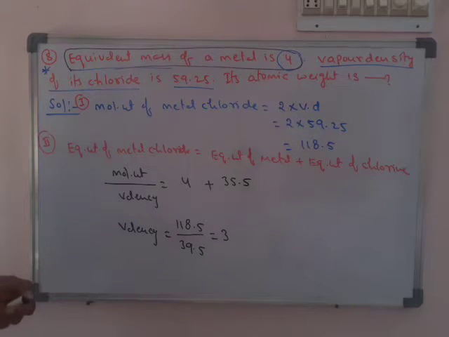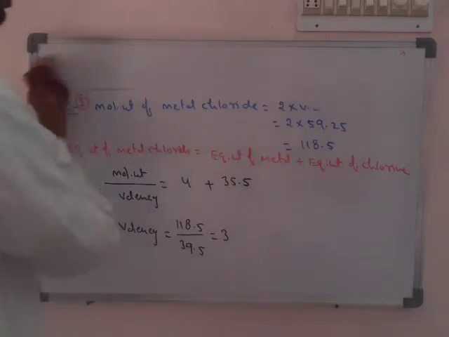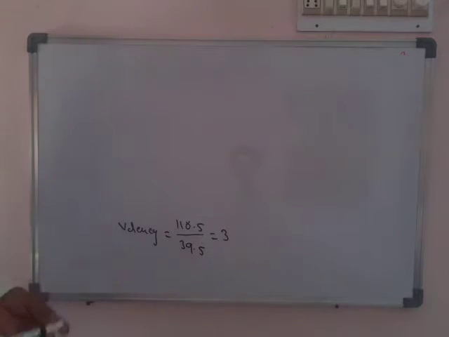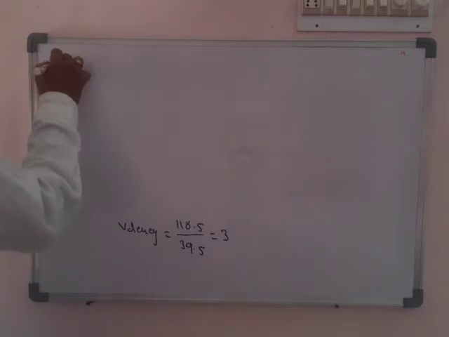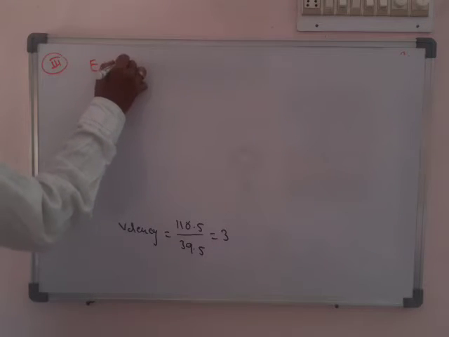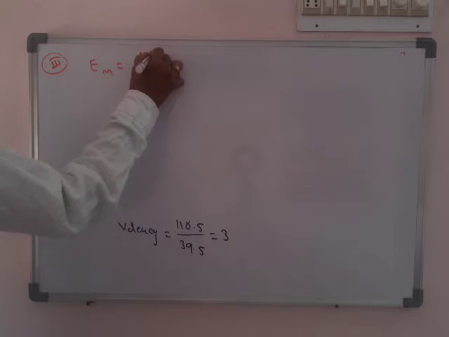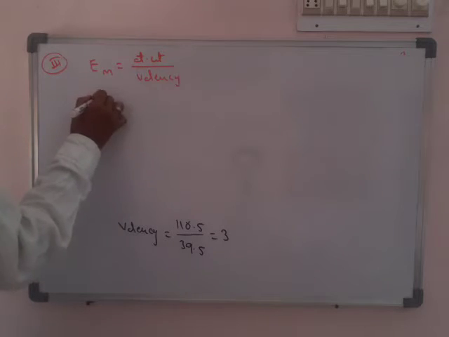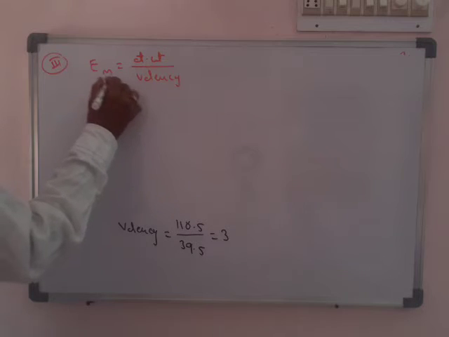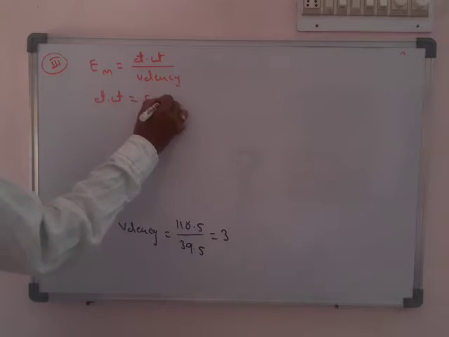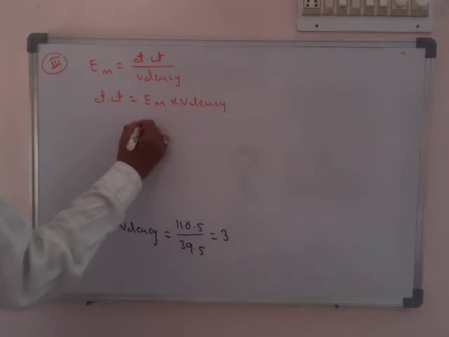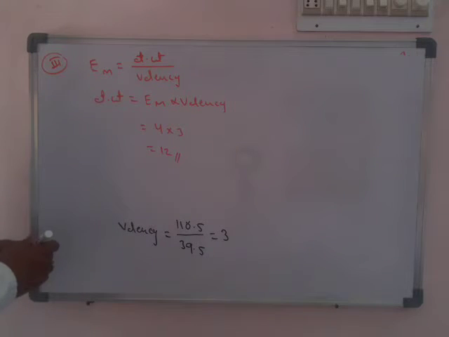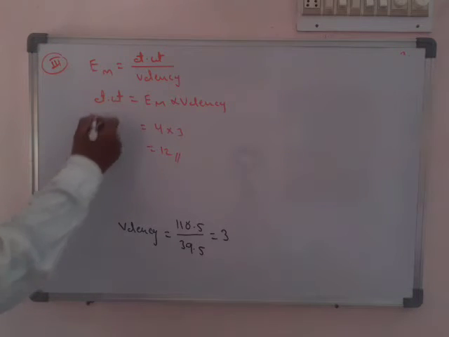After knowing the valency, we can find the atomic weight. You can take it as case three. The equivalent weight of any element, metal or non-metal, is atomic weight by valency. We have to find the atomic weight of the metal, so the atomic weight of the metal equals the equivalent weight of the metal into valency. The equivalent weight is 4 and the valency is 3. Therefore the atomic weight of that metal is 12.